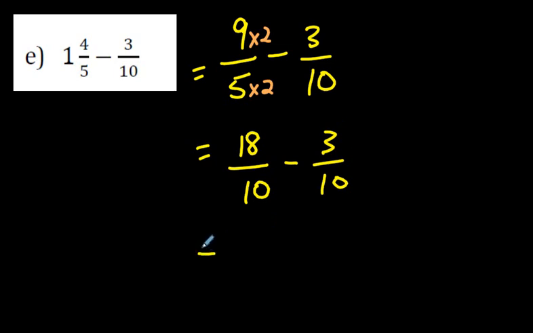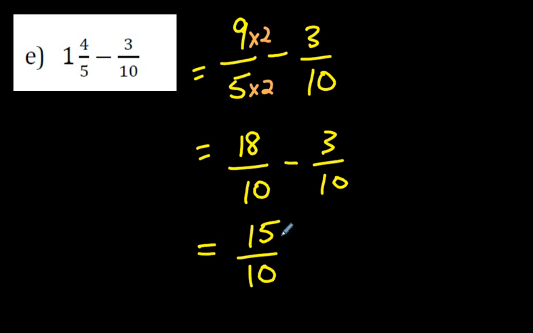There we go. And now we just have to keep the common denominator the same. What is 18 minus 3? 15. Okay? Can we reduce this? Yes, we could reduce this. In fact, you could change it to a mixed number now, or you could reduce. I'm going to reduce first.